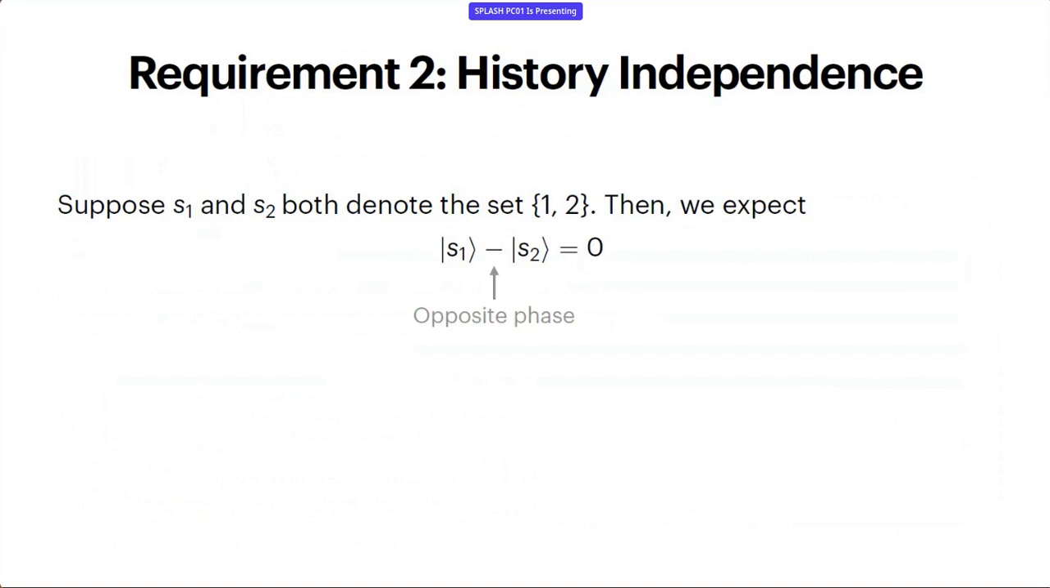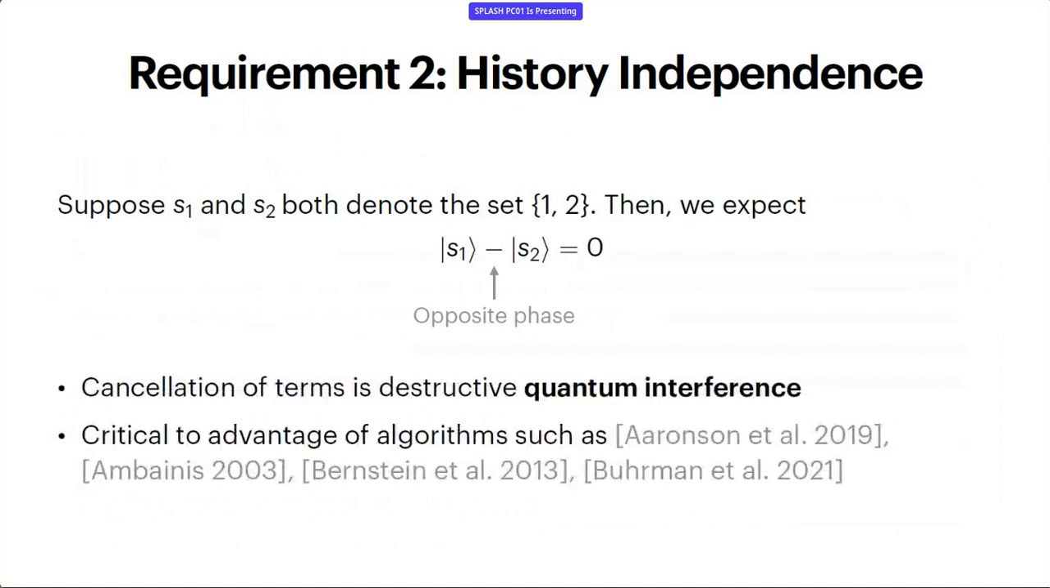If S1 and S2 are supposed to denote the same set, then just looking at the equation, you kind of expect this to hold. And indeed, the algorithms that we talked about on that first slide really require this property. If the property doesn't hold, the algorithm can't outperform a classical algorithm. It might even give the wrong answer. So, okay, we want this property to hold. What could possibly make it not hold?